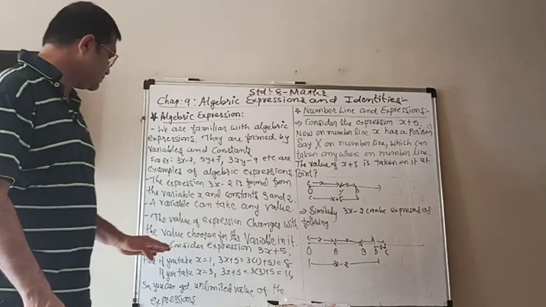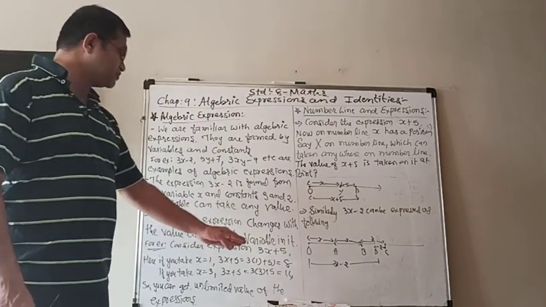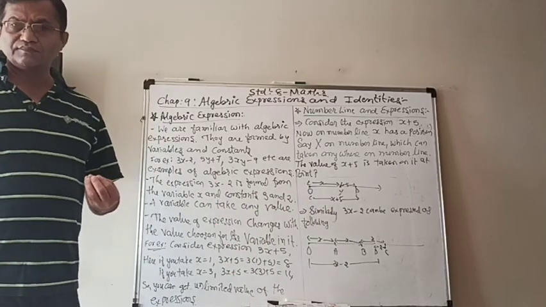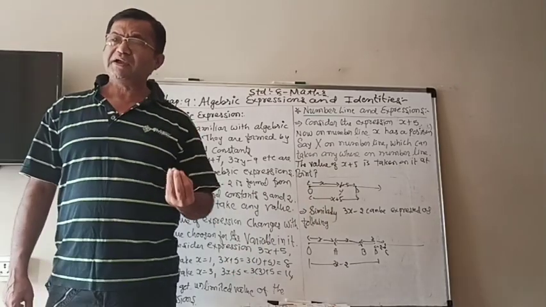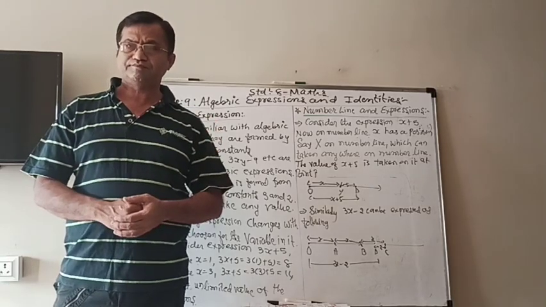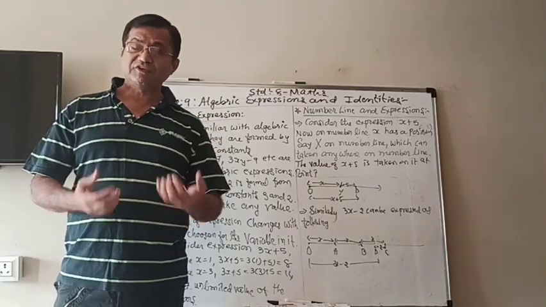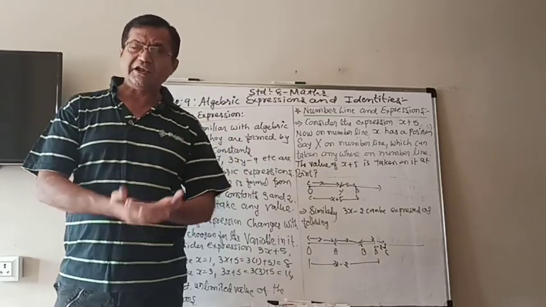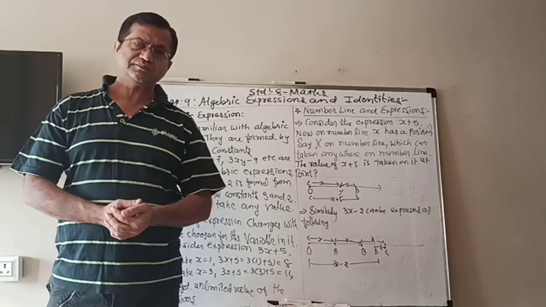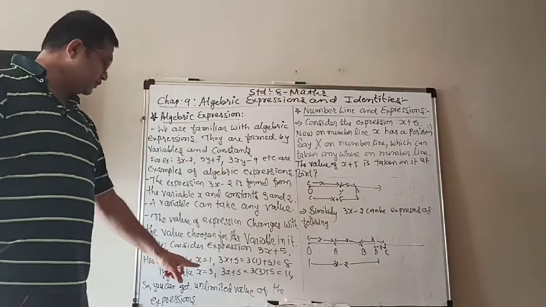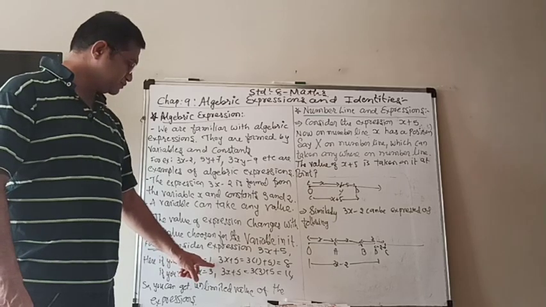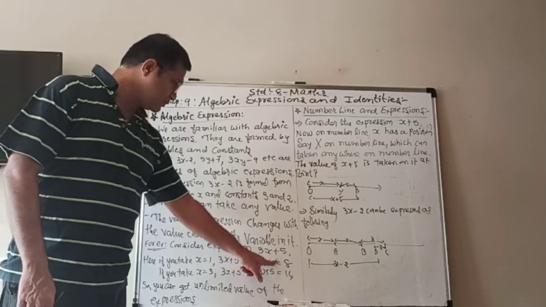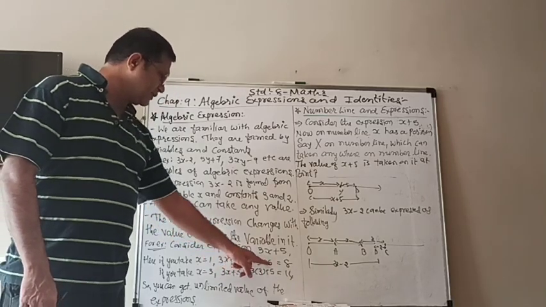For example, look here. We consider the expression 3x plus 5. Now, if you want to find the value of this expression, then we can get many values depending on the value of the variable used in it. Here, if you take x equals 1, then 3x plus 5 is equal to 3 into 1 plus 5. So 3 ones are 3, plus 5, 8.